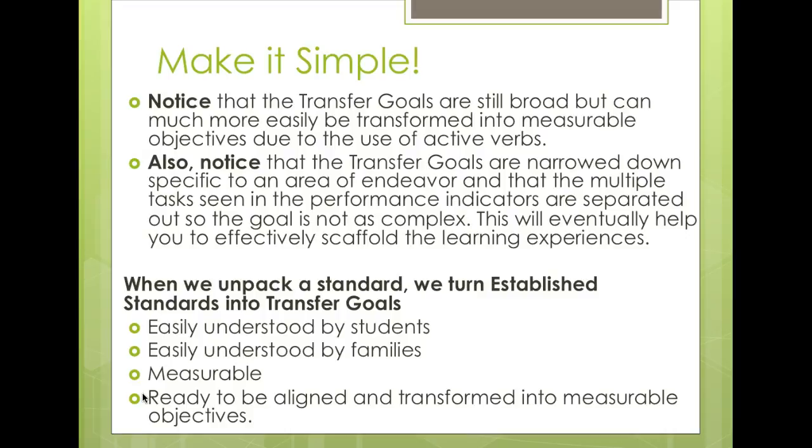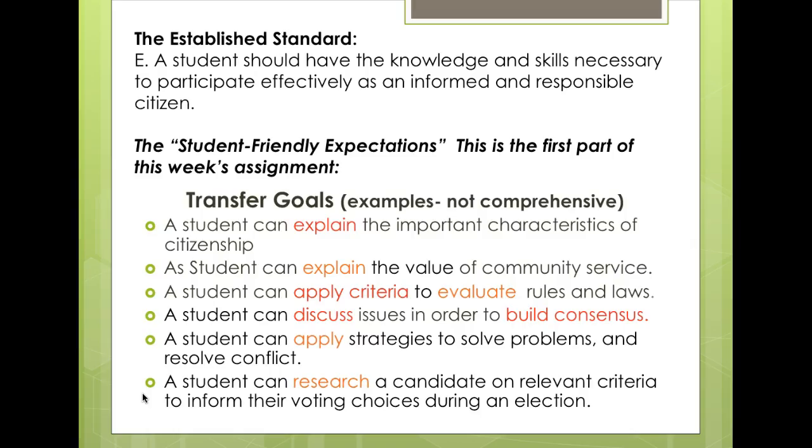Notice that the transfer goals are still broad, but are much more easily transformed into measurable objectives due to the use of active verbs. Also notice they're narrowed down to a specific area of endeavor, that the multiple tasks seen in the performance indicators are separated out so the goal is not as complex. You're just choosing. You're not going to use all of them. You're going to choose the one that really suits the lesson you're designing. This will eventually help you effectively scaffold the learning experiences. So when we unpack a standard, we turn established standards into transfer goals. They're easily understood by students and by families, they're measurable, and they're easily aligned to the objectives.